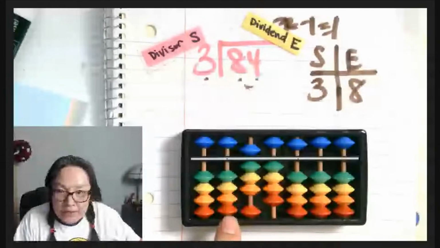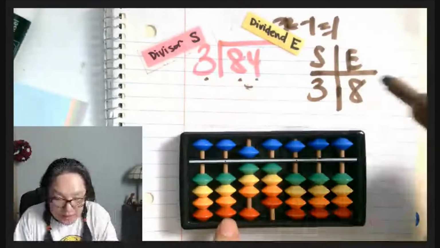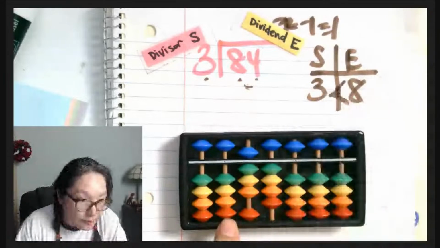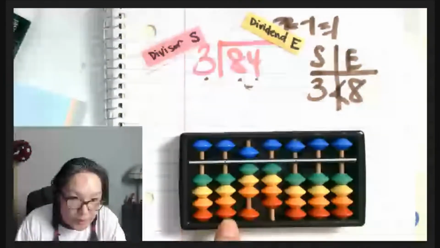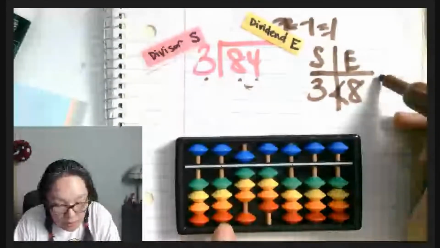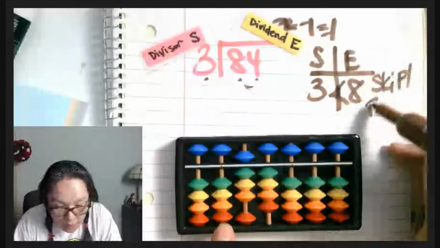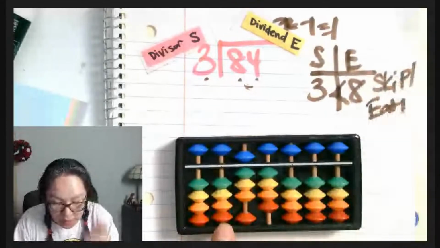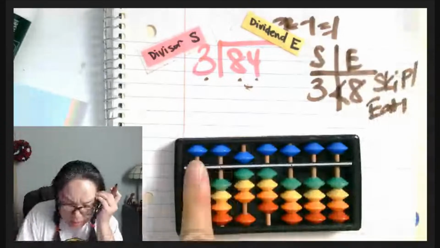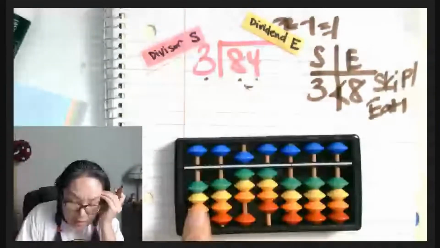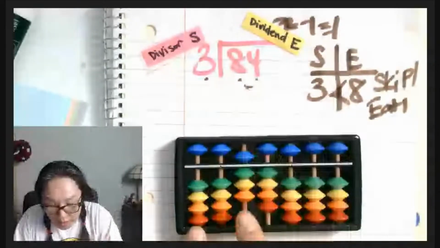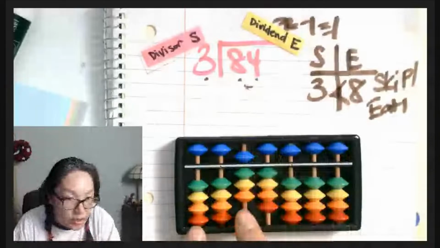My dividend is bigger. So it's going to go like that. Because my dividend is bigger, I'm going to skip 1 column and I'm going to subtract 1 column. I'm going to say eat 1 column. So I'm going to skip this column and my answer is going to be here. And I'm only going to utilize this 1 column, this 1 digit. That's all I'm going to do.